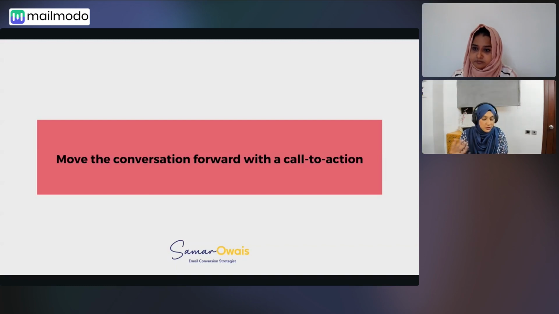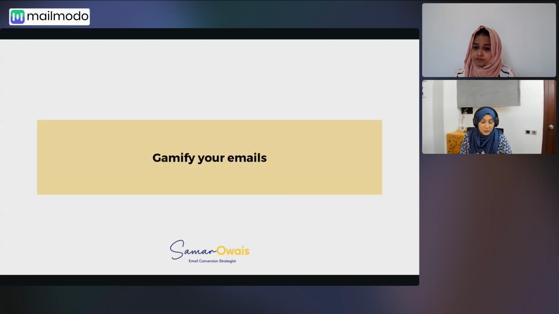So if you are showcasing, let's say, jewelry in an email, instead of shop now, you could say, I want this, right? And this is like, if you see a beautiful ring or a bracelet, that's what your brain is telling you, right? I want this. I wish I had this. So just mimic that language in a call to action so that it moves the conversation forward.